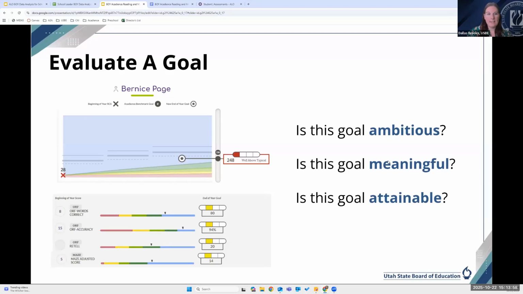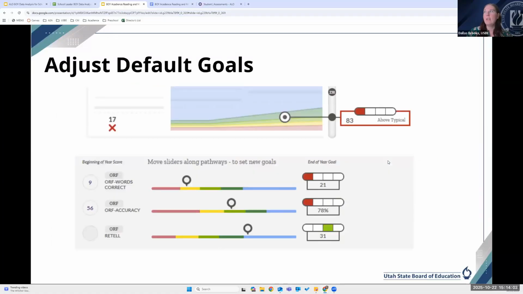Looking at just, like I said, if these goals are ambitious, meaningful, and attainable for each of your students. When you go in and adjust those goals, like I said, ALO will set the automatic goals. You can see here for this student, it automatically set them at above typical, which is great because they were red. So we want them to be making at least above typical growth. But if I look at the goals here, it set them for below typical on words correct. It set them at typical for accuracy, and it set them at well above typical growth for retail.